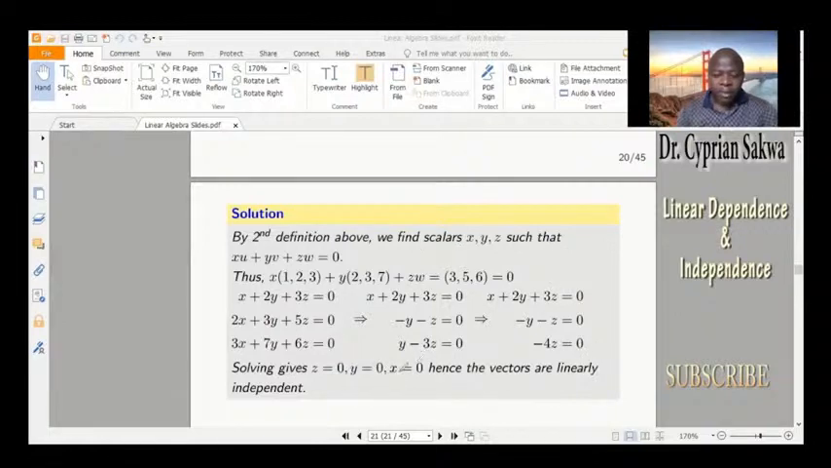So since that has happened, it means that the vectors that we were given are linearly independent. And we've used our second definition of linear dependence and linear independence of vectors. So let's look at another example.